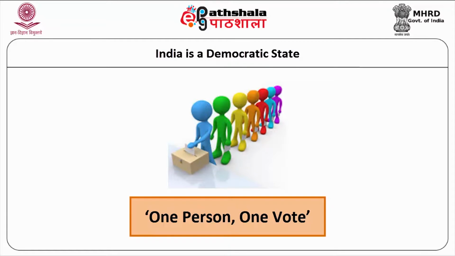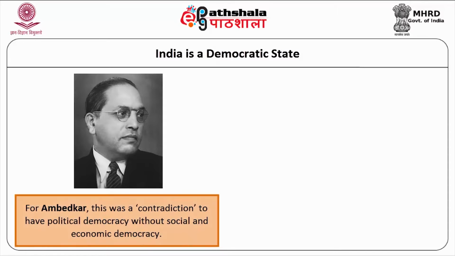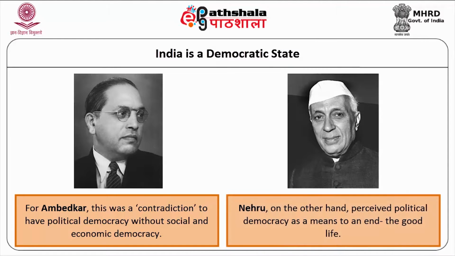It means political freedom and political democracy. In the case of democracy, there was a difference of opinion between Nehru and Ambedkar. Ambedkar said that it is a clear-cut contradiction to have political democracy without social and economic democracy, whereas Nehru had a different opinion. He said that this is a means to an end, that unless and until we get political democracy, we can't achieve social and economic democracy.